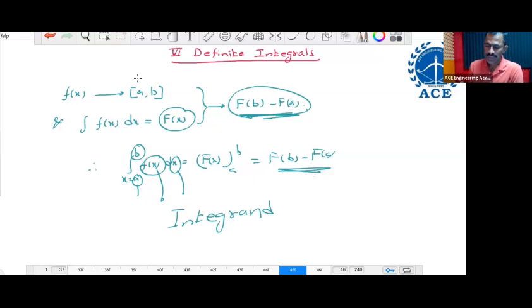So this is about the definite integral. Here two conditions: the function should be continuous and the integral of the function should be capital F of x. That is, integration is possible and the function is continuous. Then we write the value. Otherwise, we cannot write the value.